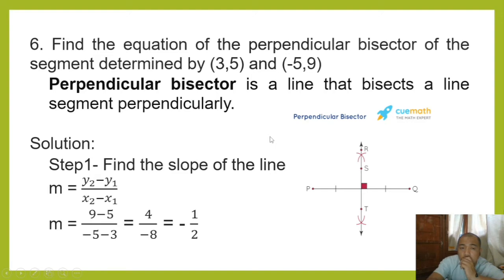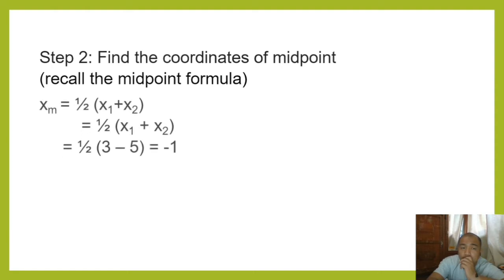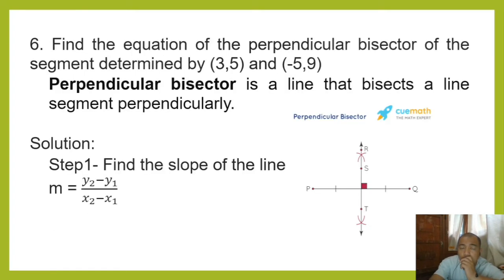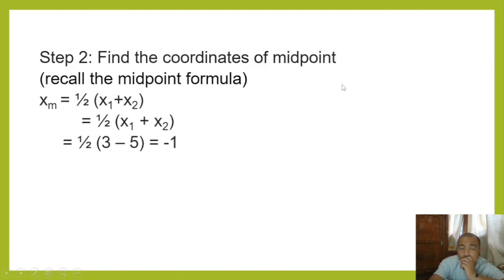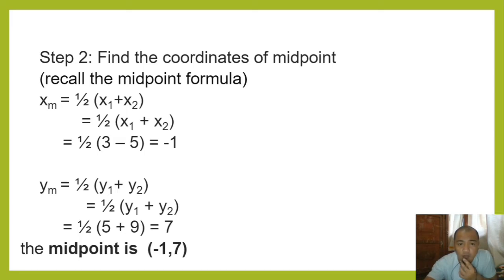Right? So what's next? Find the coordinates of the midpoint of the line segment. Recall the formula for the x coordinate of the midpoint, 1 half times quantity x sub 1 plus x sub 2. So 3 plus negative 5 divided by 2, and 5 plus 9 divided by 2 for y. 3 plus negative 5 or 3 minus 5 is negative 2. 1 half of negative 2 is negative 1. How about 5 plus 9 is 14 divided by 2 is 7. So the x coordinate of the midpoint is negative 1 while the y coordinate of the midpoint is 7. So the midpoint is (-1, 7).